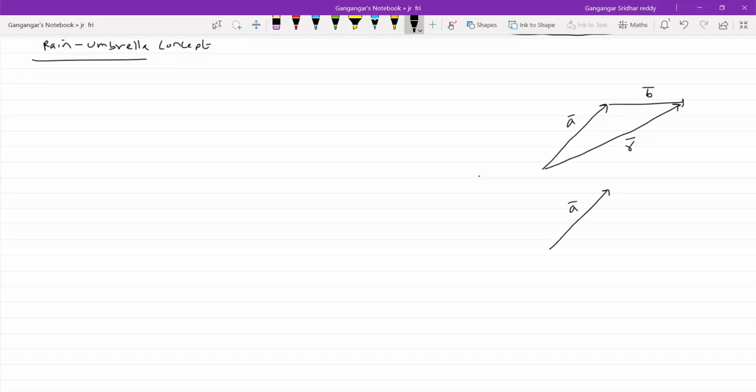If I increase B bar length, shall I call it B1 bar? What do you expect the resultant? The new resultant, well, this is a new resultant, no? So let's compare all the angles also. Earlier, the resultant was making angle theta.